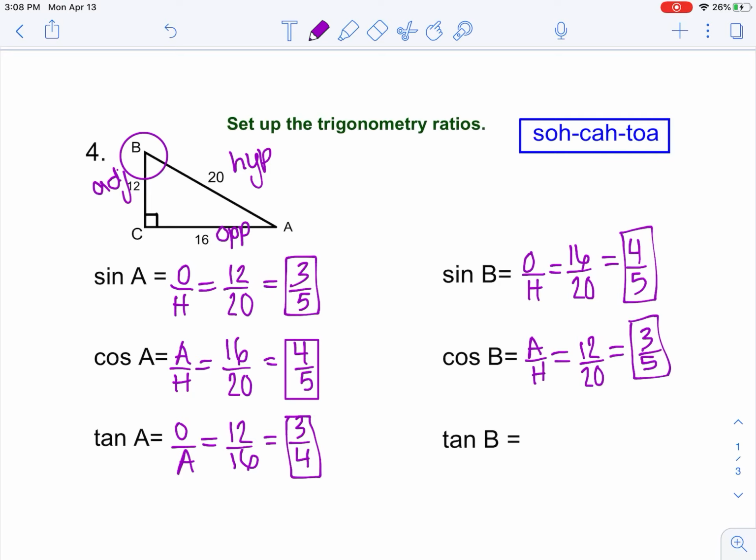Lastly, we have the tangent of angle B. So tangent is opposite over adjacent. Our opposite side would be 16 and our adjacent side is 12. This simplifies to 4/3.